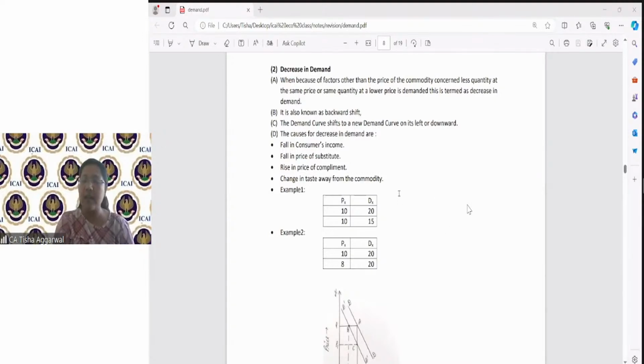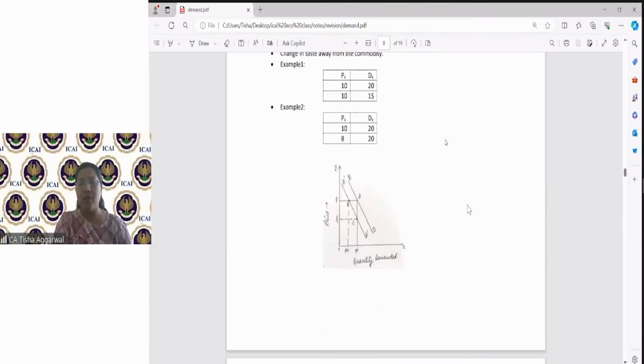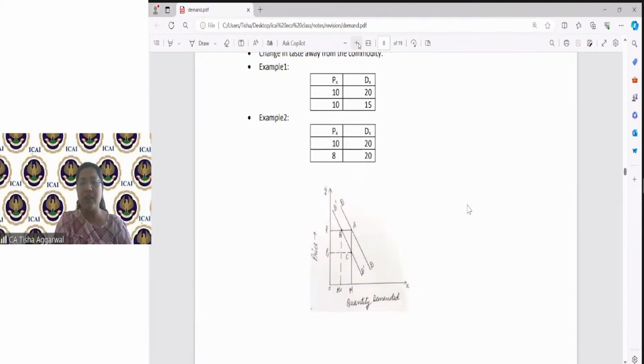I hope this is clear. If you see the diagram, you will notice that yes, there is a leftward shift. What is the leftward shift? The leftward shift from the DD demand curve to the D dash demand curve. I hope this is clear to everybody.